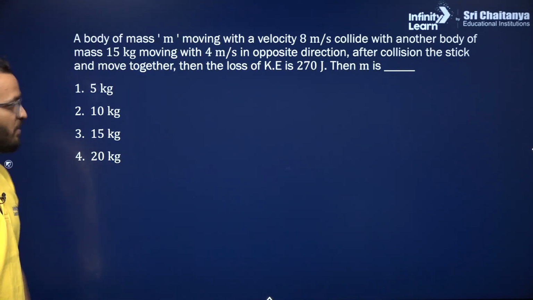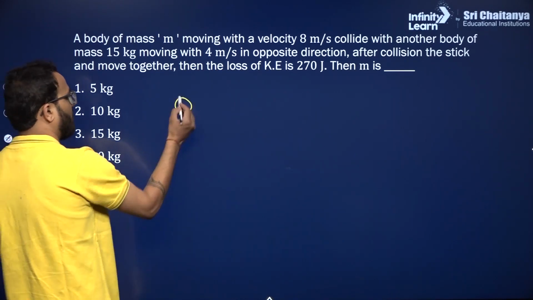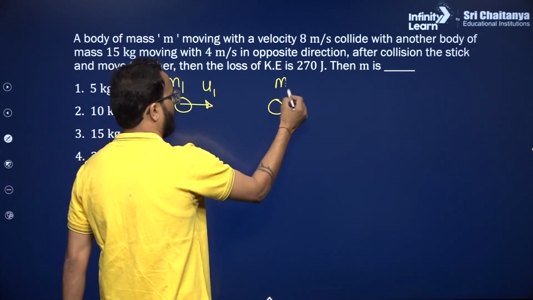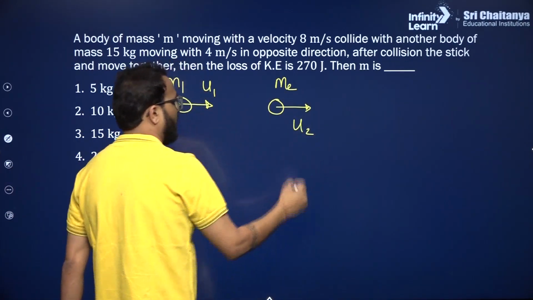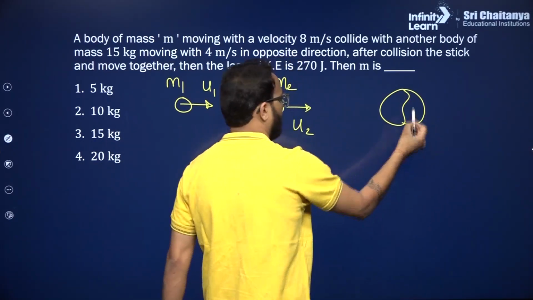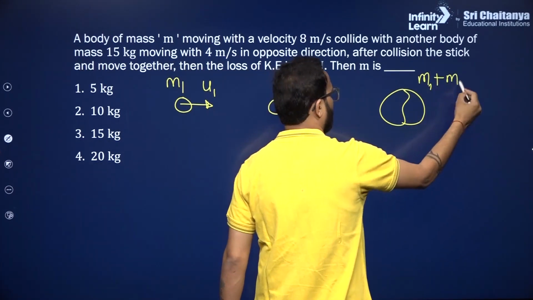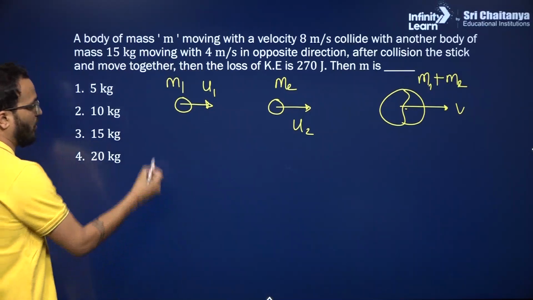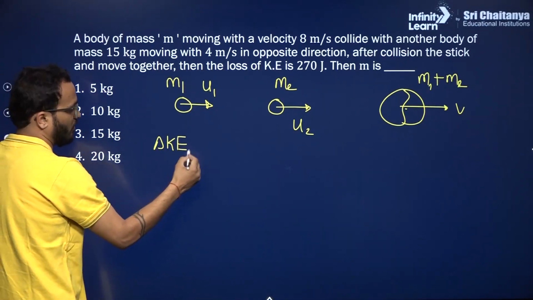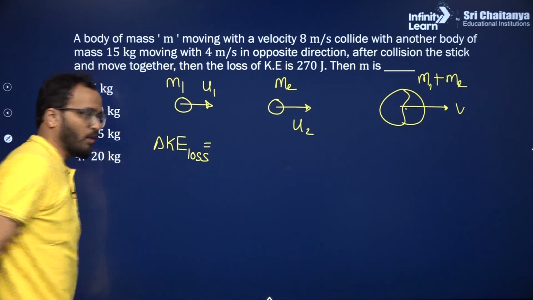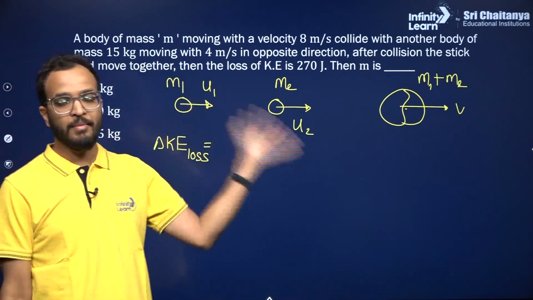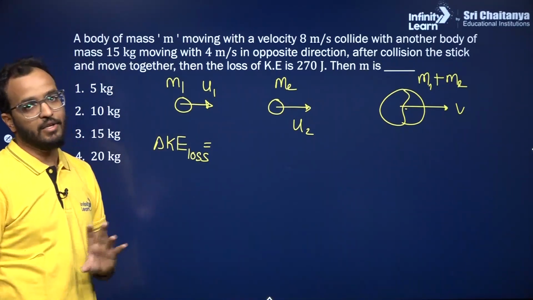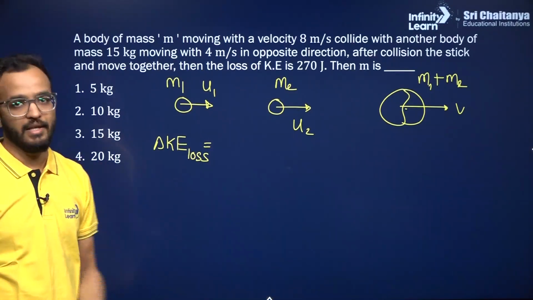Now, for this particular question, they are saying that there are 2 point masses. This is m1 moving with a velocity u1. This is m2 moving with a velocity u2. So after collision, they become a single body of m1 plus m2, and they are moving with a common velocity v. So what is the loss in kinetic energy? There is a very famous formula. Otherwise, you can use the concept of conservation of linear momentum, find v, and then use the concept that kinetic energy loss is nothing but initial kinetic energy minus final kinetic energy.